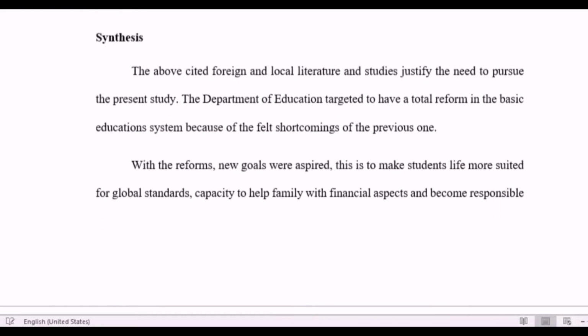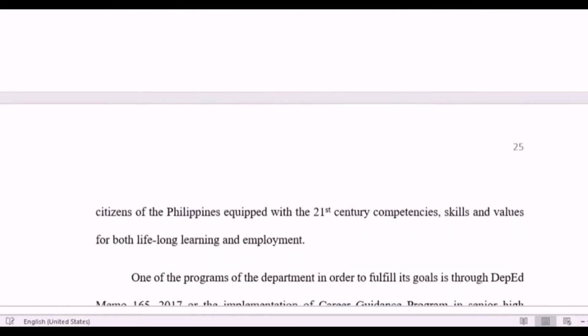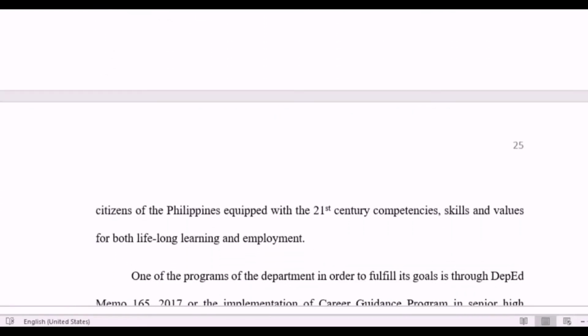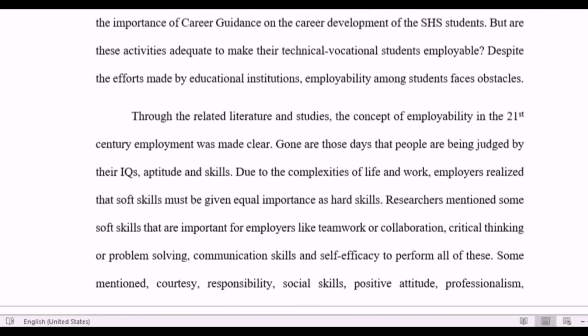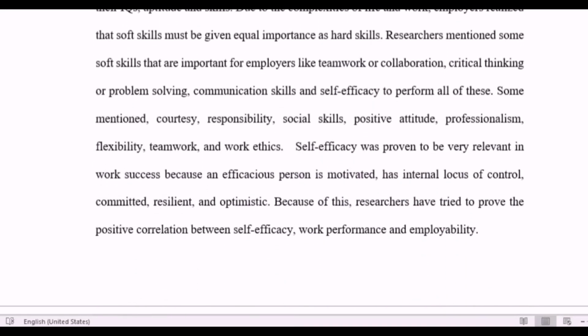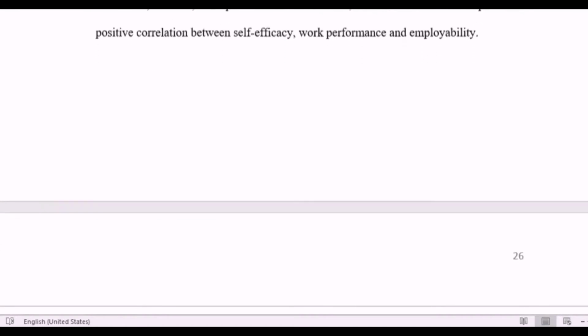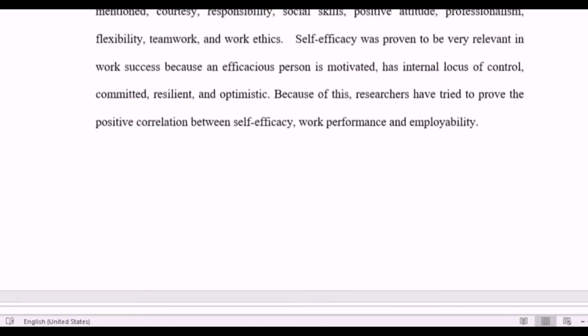And then afterwards, i-discuss na dito yung synthesis. What makes his or her study different from mentioned researches a while back, no? And discuss niya dito that there is a need, no, there is a gap, no, there are still no local study about this topic. That's why there is a need to do this topic.